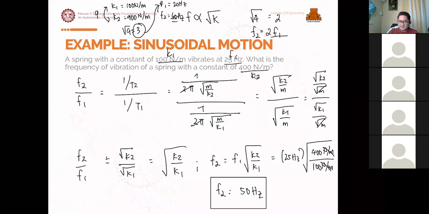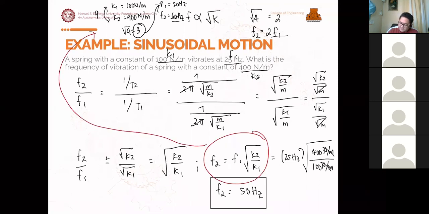Ibig sabihin, 60 Hertz. So, pag in-apply natin dun sa formula, mangyayari sa kanya, 20 square root of 900 over 100. So, same lang. 20 times 3 or 60 hertz. No? So, yun lang yung pwede nyo idagdag sa mga formulation natin. Yung relationship ng frequency at ng K value. Okay? Okay. Question dito?